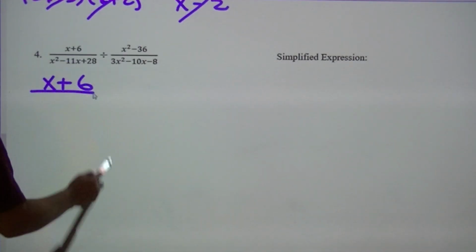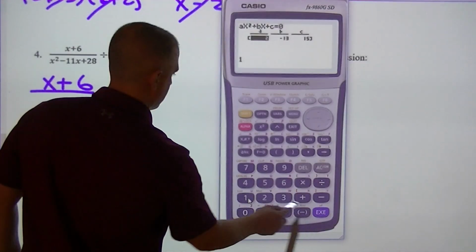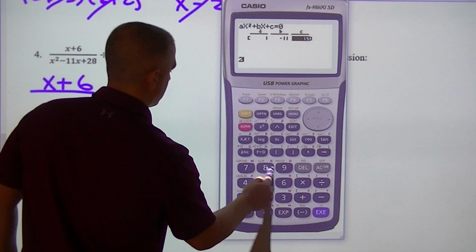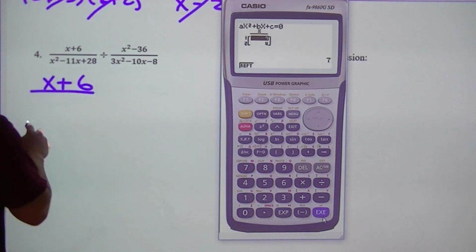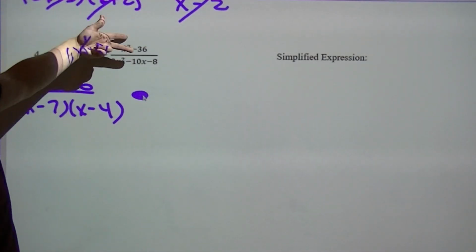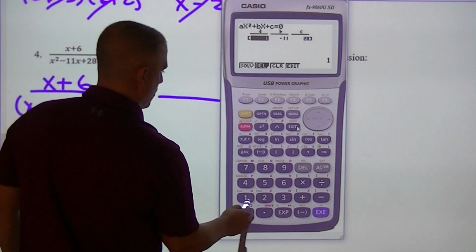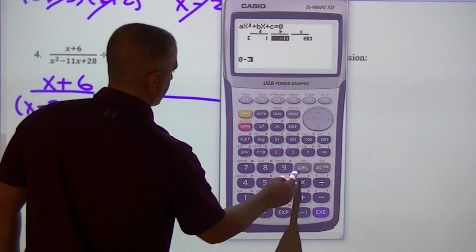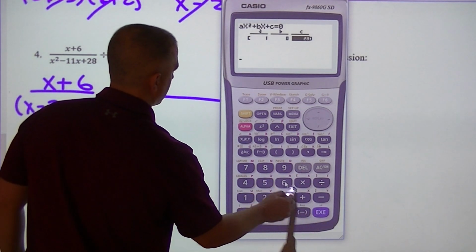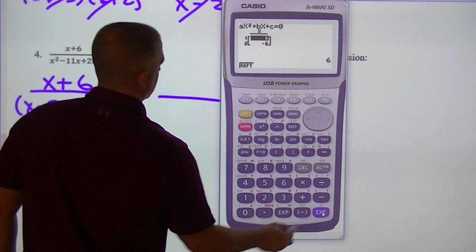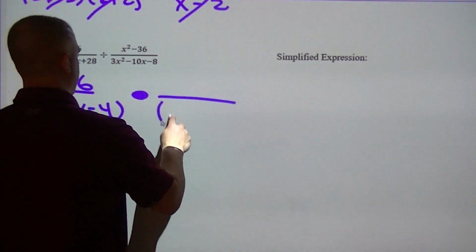Okay, now, these, okay, x plus 6, that's easy. This I got to factor. X minus 7, x minus 4. Okay, now, the division turns into multiplication, and what you do is you flip. So this x squared minus 36, that result's going to go under there. So 1, 0, negative 36. Okay, so that's going to be x minus 6, x plus 6.